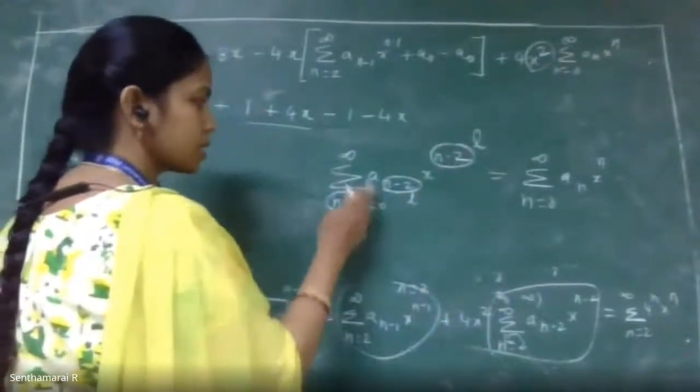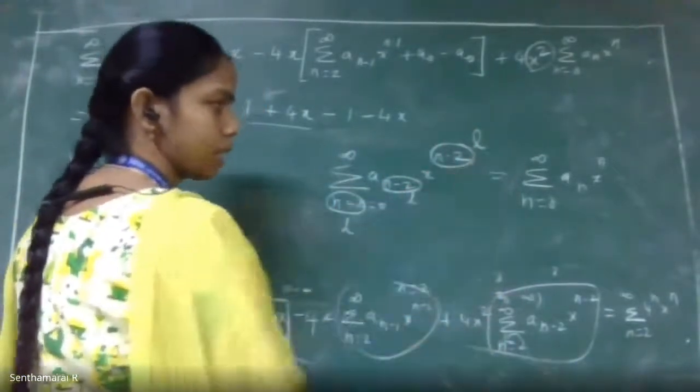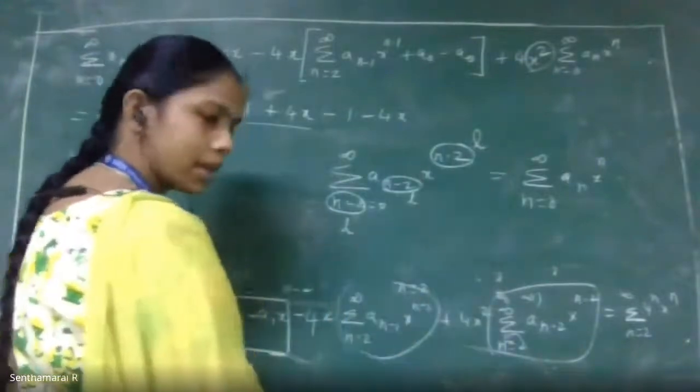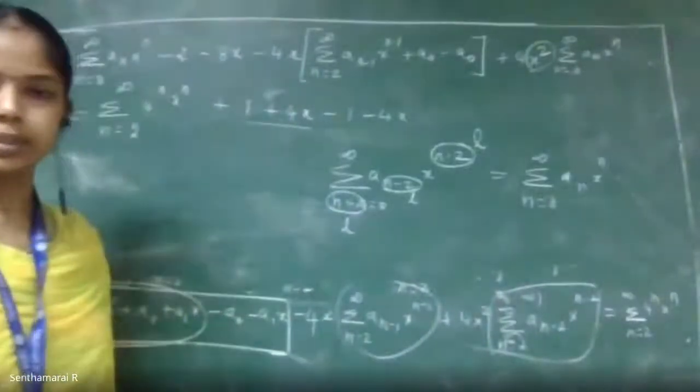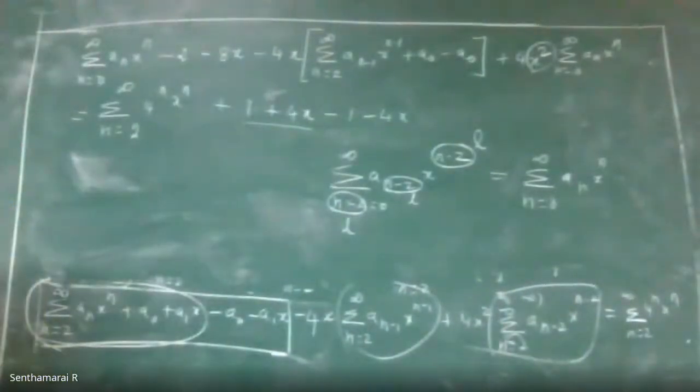Now summation l equal to 0 to infinity a l x power l comes. In place of l, I can write any notation, so I write again n. It is notation only.